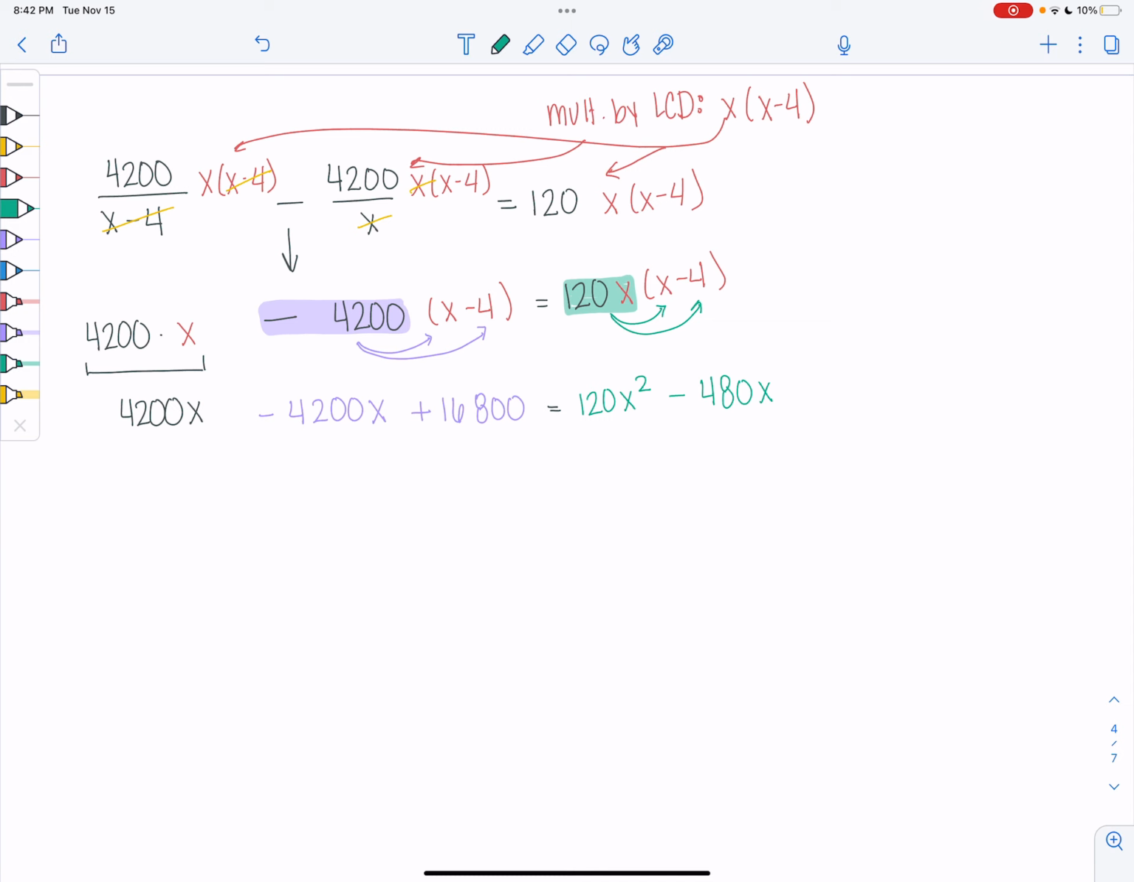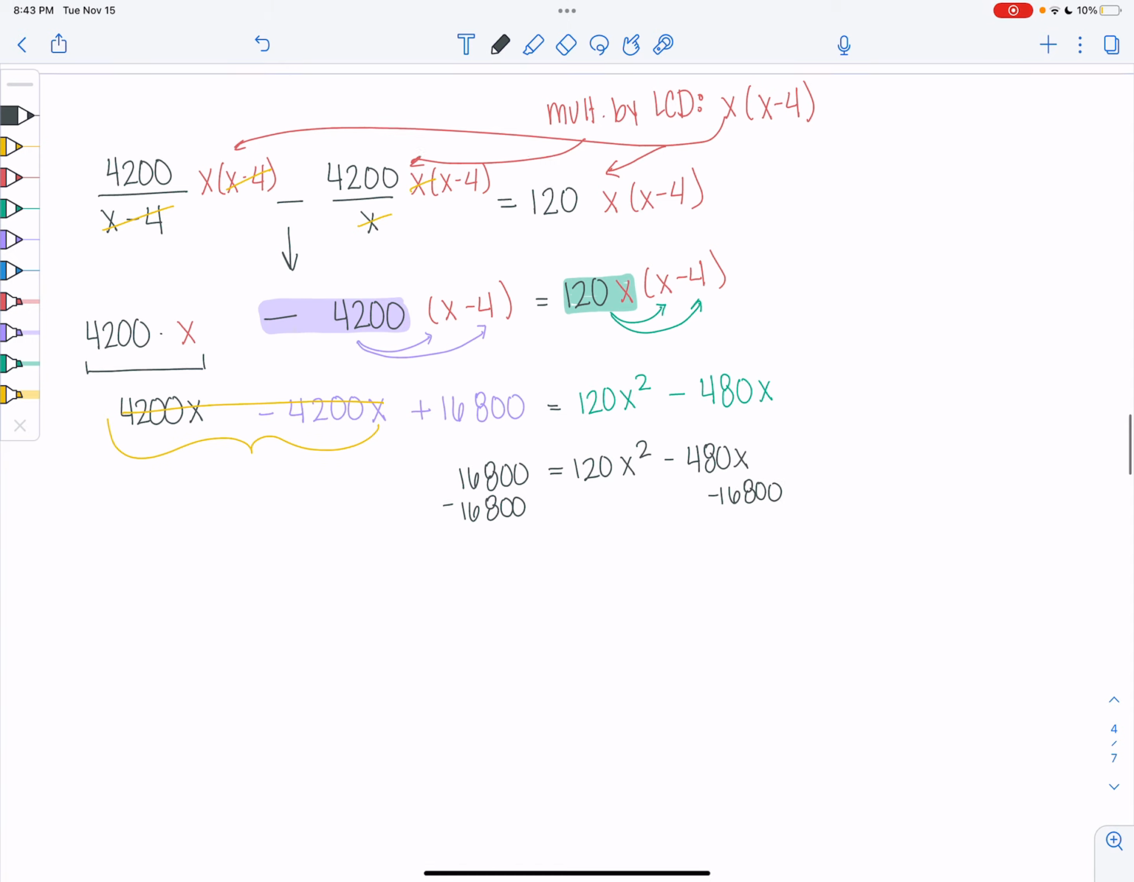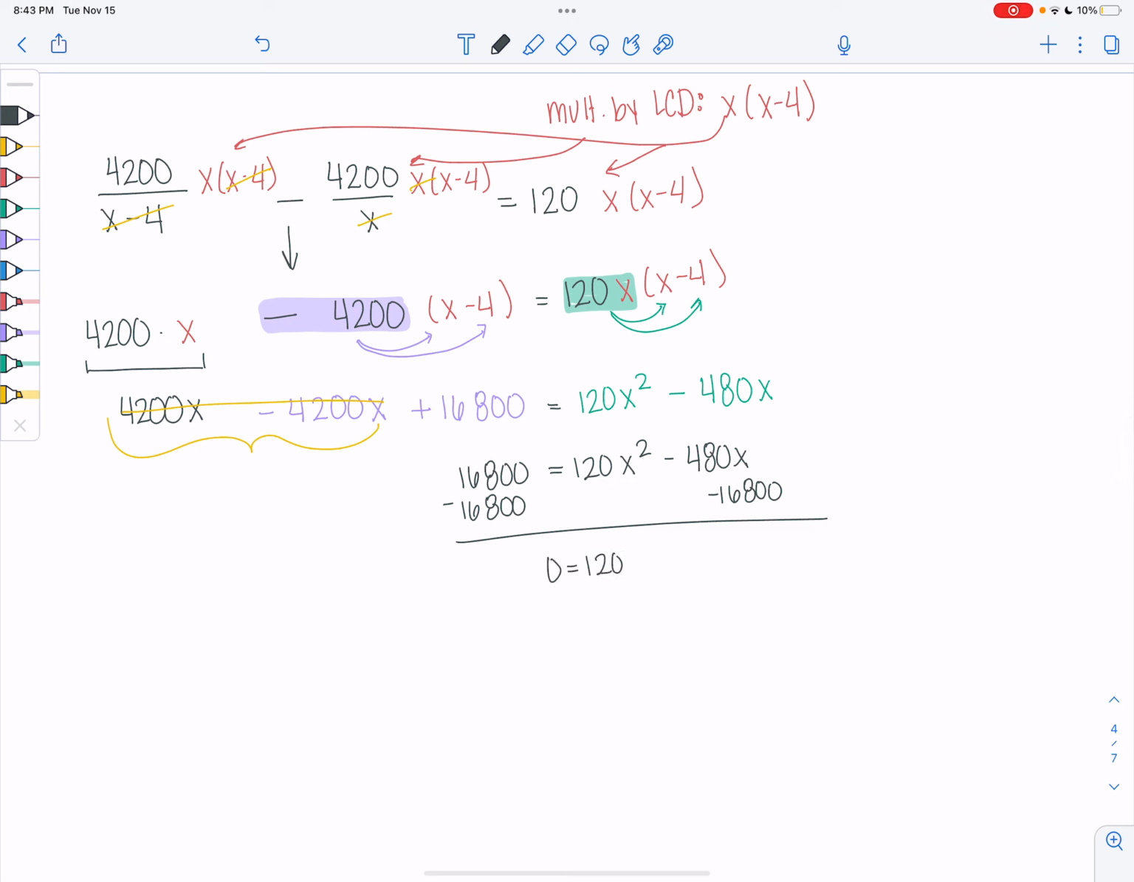All right, go through and combine like terms. Well, thankfully, there is some stuff that will cancel. 4,200x minus 4,200x, those things are going to go away. I'll be left with 16,800 equals 120x squared minus 480x. Because I am solving with the quadratic formula, I want to get 0 on one side. I want to get all the variables and the constant on one side. So I've got 0 equals all this.